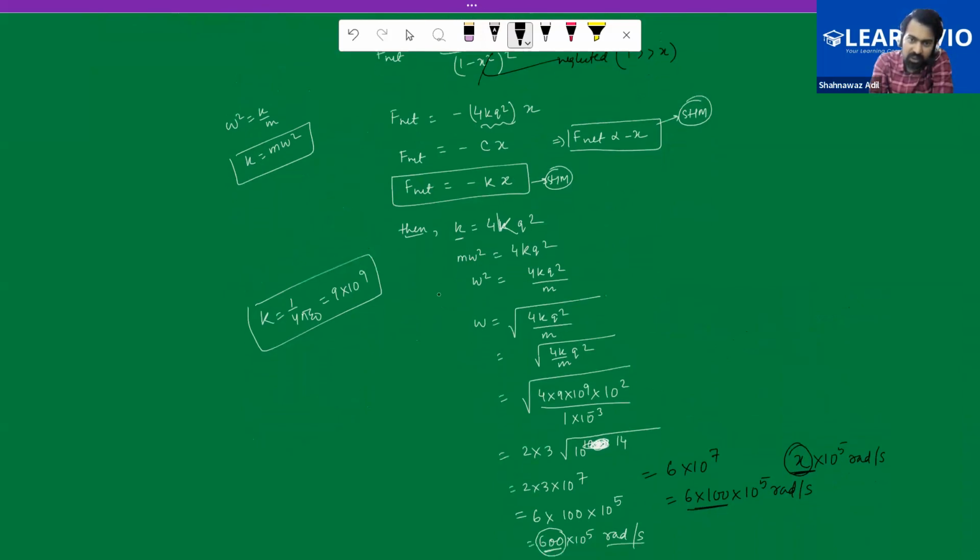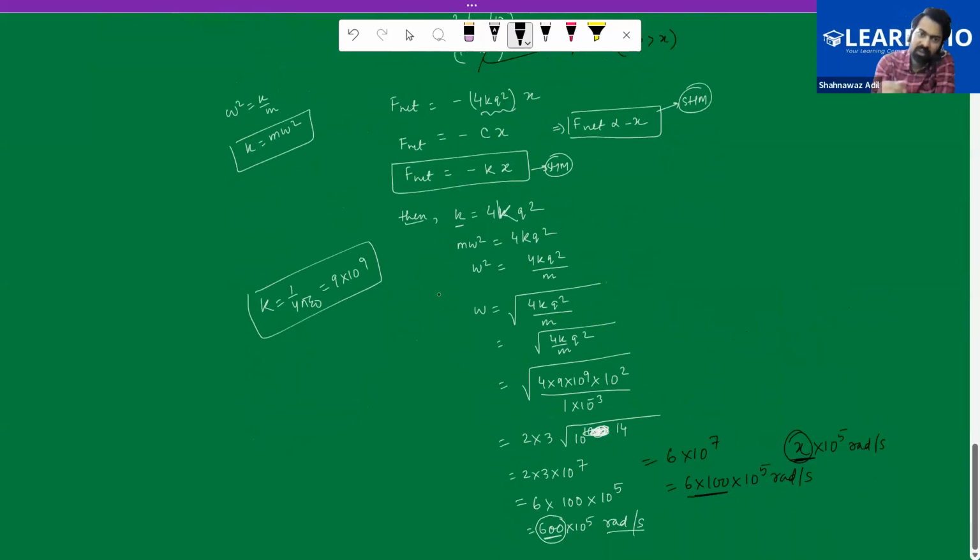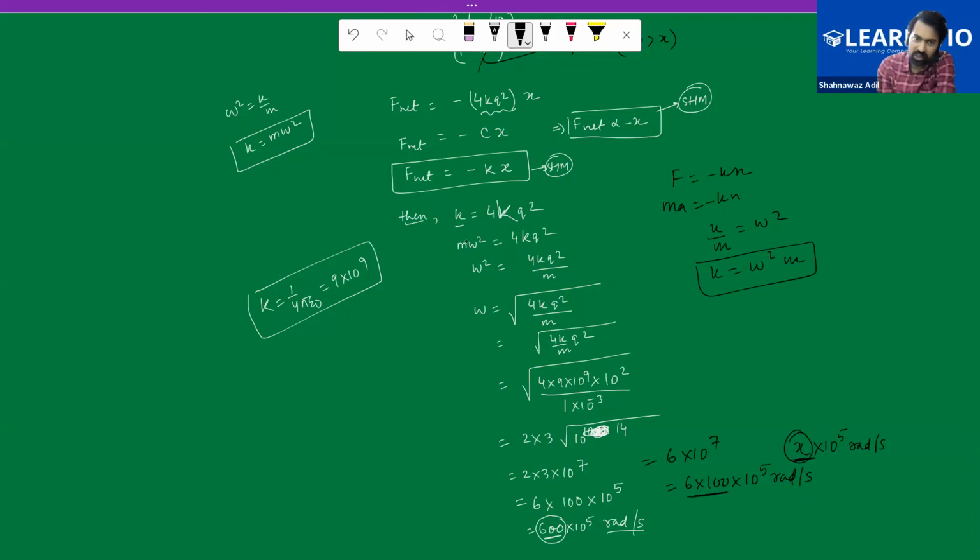Did I write it correct? So F is minus Kx. So this is MA is minus Kx. So K by M is omega square. So K is simply omega square M, right? M omega square. So I have put this K as M omega square. Then omega square is simply 4kq square by M. And then we put all these values and then we take, yeah, so this is correct.